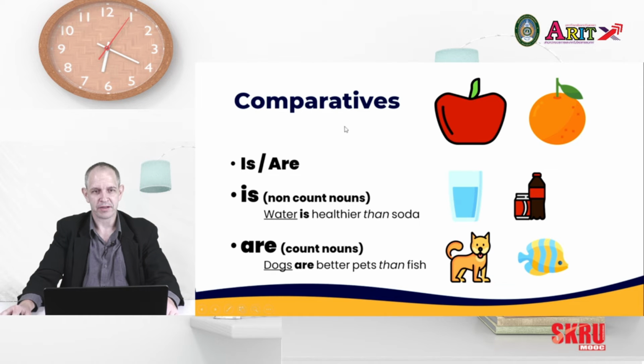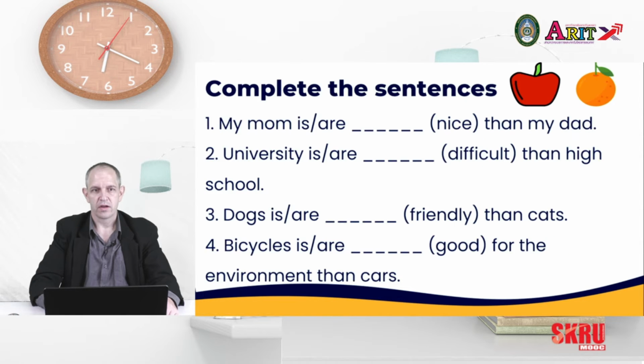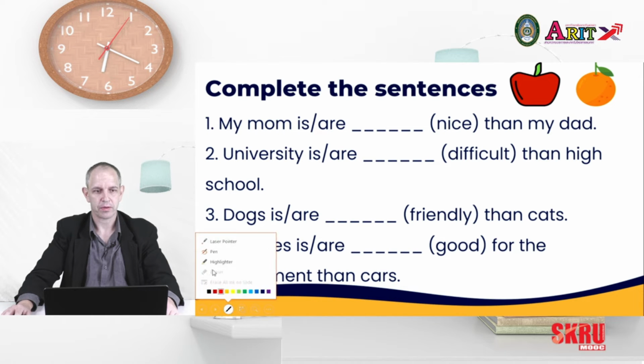Also to remember with comparatives is using the correct be verb. So we have is and are. When you're comparing non-count nouns, you want to use is. In the example, water is healthier than soda. And when you're comparing count nouns, dogs are better pets than fish. So let's put it in practice. Let's challenge ourselves and see how well we do.